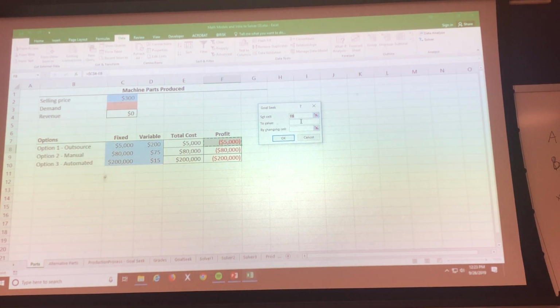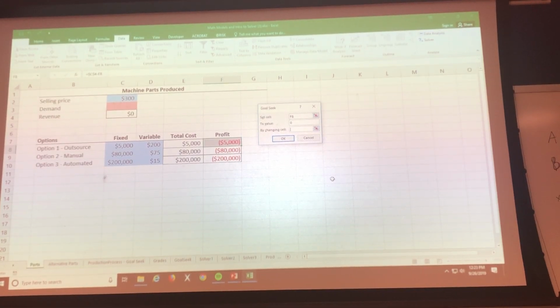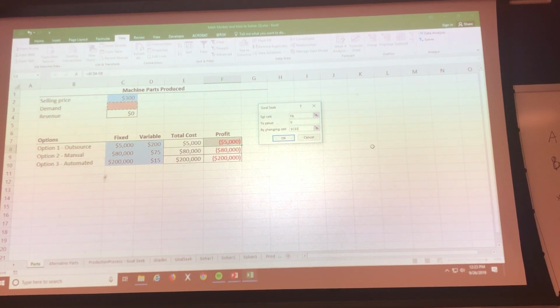So, first thing is what is the cell that you're trying to set to some value? Well, break-even profit is 0, right? So revenue and costs are equal to each other. So cell F8, I would want to set that to 0. I want to set cell F8 to 0, and I want to do that by changing the demand number. Now, could I, like I said, trial and error plug numbers in there? Sure, I could trial and error plug numbers in there until I figured out what the number was.